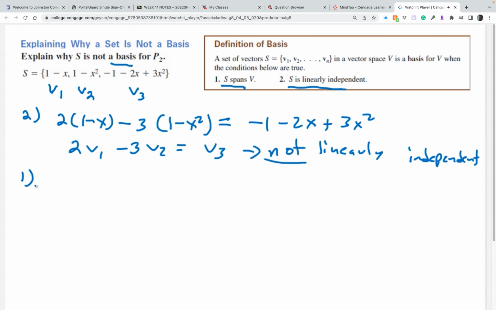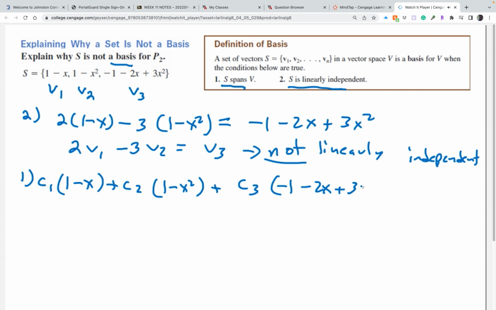But we can also check the first condition. Now, what we could do is if S is going to span V, that means we can take constant multiples of the 3 vectors to get any polynomial in P2. So for example, we could take a constant C sub 1 times the first vector, 1 minus x, plus a constant C sub 2 times the second vector, 1 minus x squared, plus a constant C sub 3 times the third vector, negative 1 minus 2x plus 3x squared. And that could give us any polynomial in P2, for example, x squared plus x plus 1.